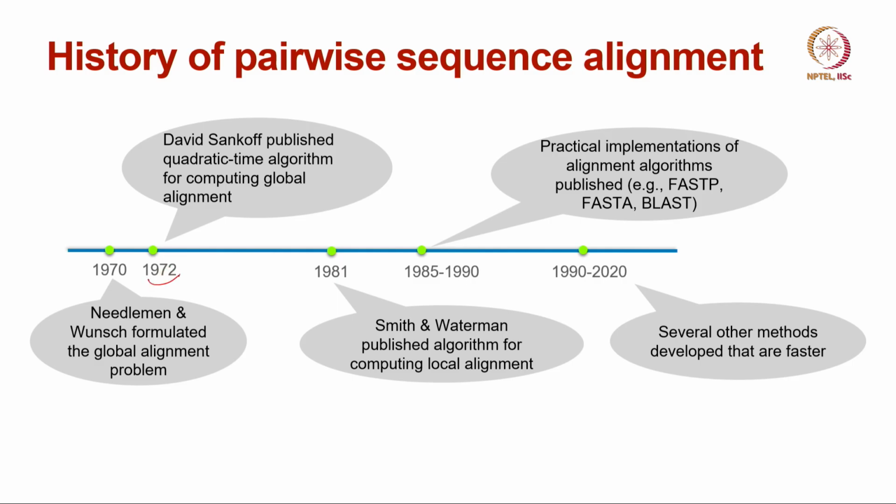Subsequently in 1972, David Sankoff published a quadratic time algorithm for computing global alignment that we have also seen in this lecture. In 1981, the concept of local alignment was introduced to find local similarity between sequences. This was introduced by two authors, Smith and Waterman.